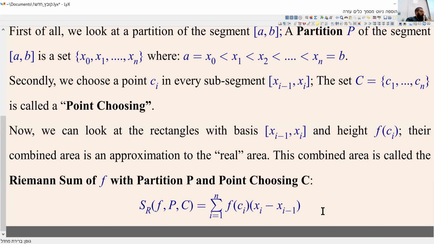So F is a function on the rectangle. Here are the rectangles with a specific partition P and a specific point choosing C. Would that be the same thing written differently? I'd say the rectangle sum would be S now. No, the R is for the Riemann.